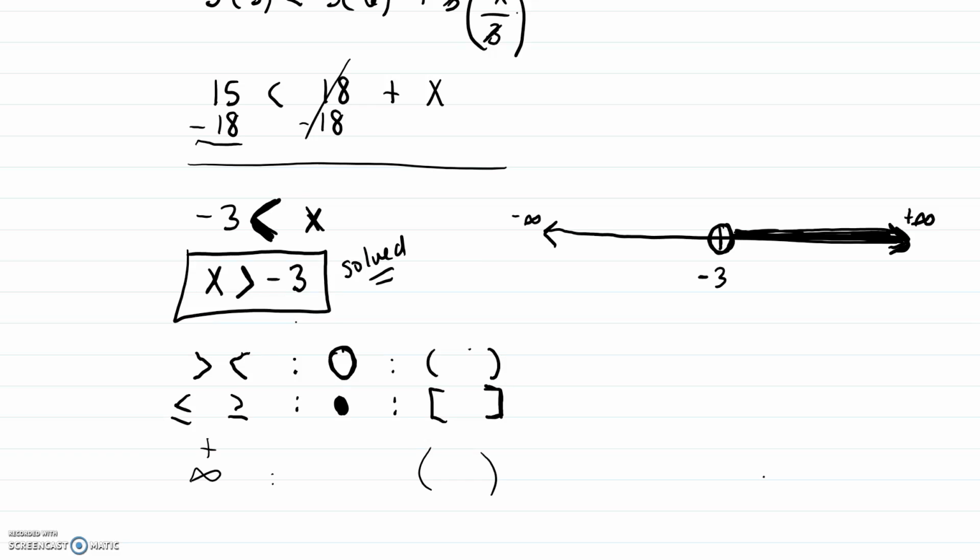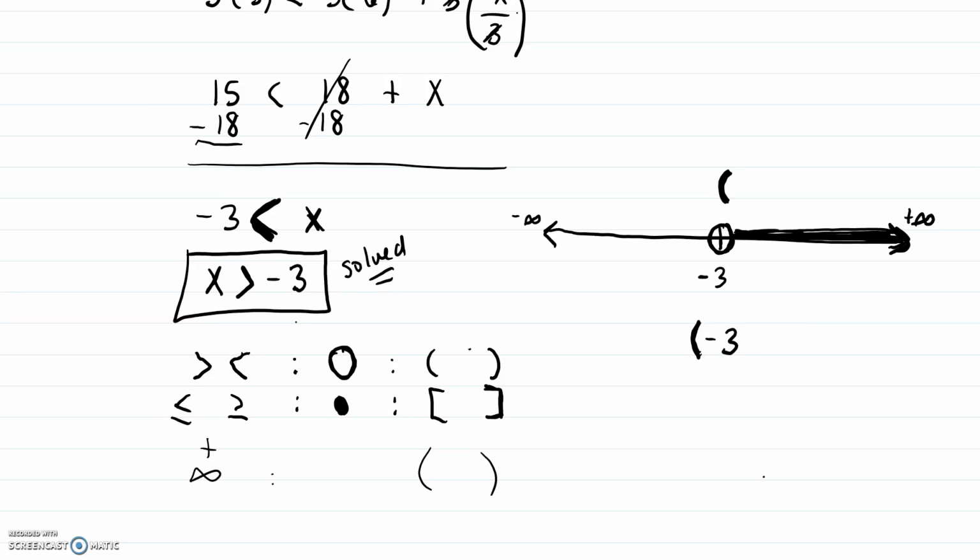Okay, so let's look at our graph. We have an open circle. Our symbol was greater than, so we will use parentheses when we write in interval notation. Okay, and that's going toward the right, toward positive infinity. So for our interval, start with your most left-hand point, negative 3.